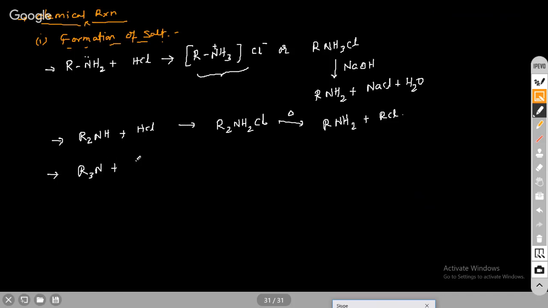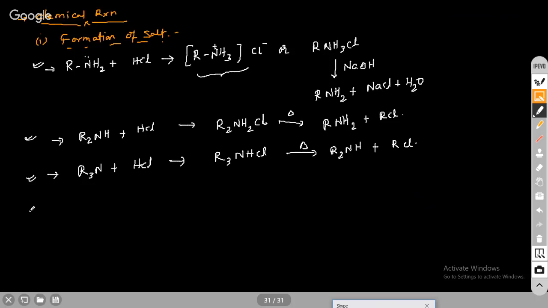R3N reacts with HCl, so it forms again a salt of it, R3NHCl. But when you heat this, since it is tertiary amine, on heating it gives secondary amine, R2NH, plus again RCl. So these are the 3 different types of reaction we have in the formation of salt for amines.